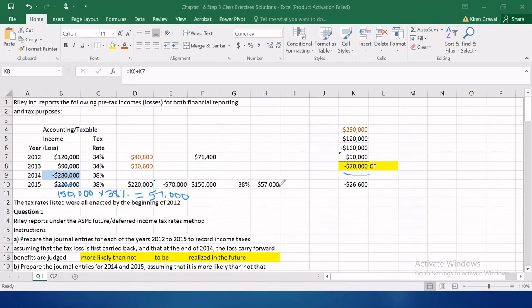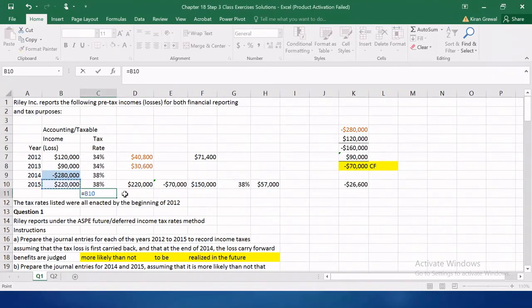So I have that all here. All right, so 220 minus the 70,000 of the loss that we had from previous year gives us 150 times the 38%. So we only have to pay $57,000 in tax instead of what we thought we had to pay. So just clear this. Yeah, so if we had to pay the full amount, we would have to pay 220 times 38%, which would have been 83,000. But we no longer have to pay that. We only have to pay 57.